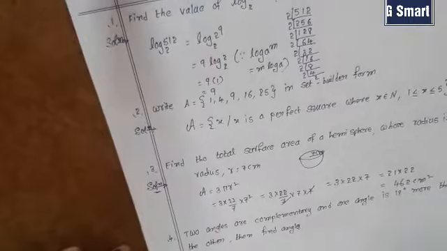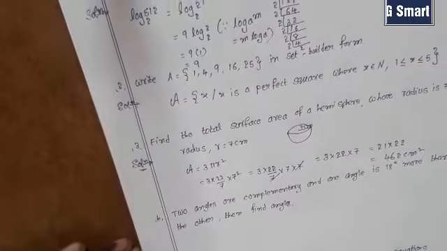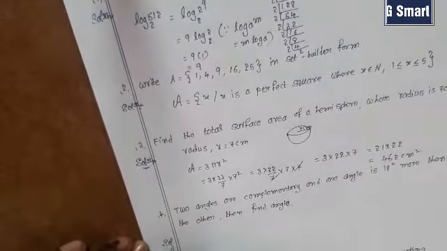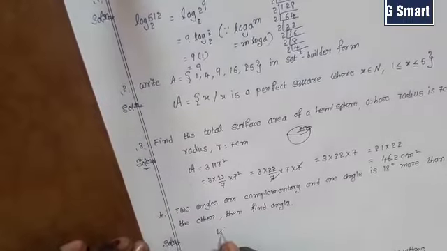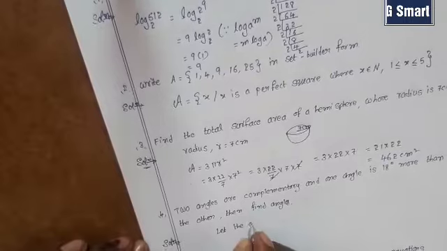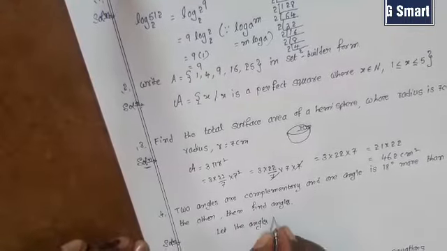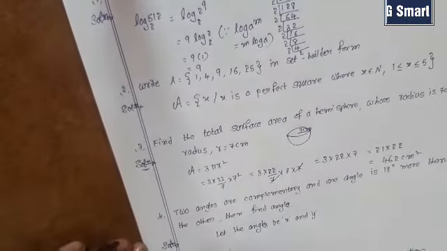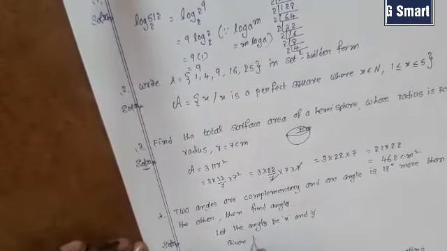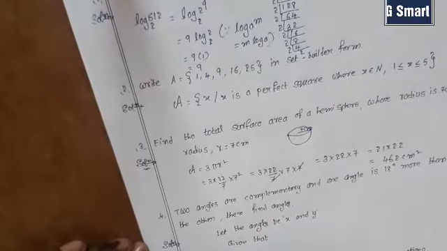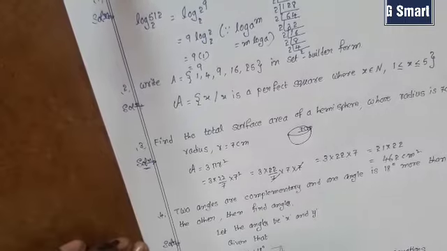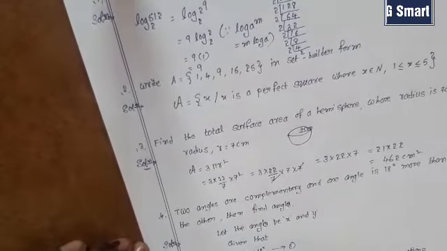Now, two angles are complementary and one angle is 18 degrees more than the other. Find the angles. Let the angles be X and Y. So given that X is equal to Y plus 18. This is one equation. And X plus Y is equal to 90 degrees. This is another equation.